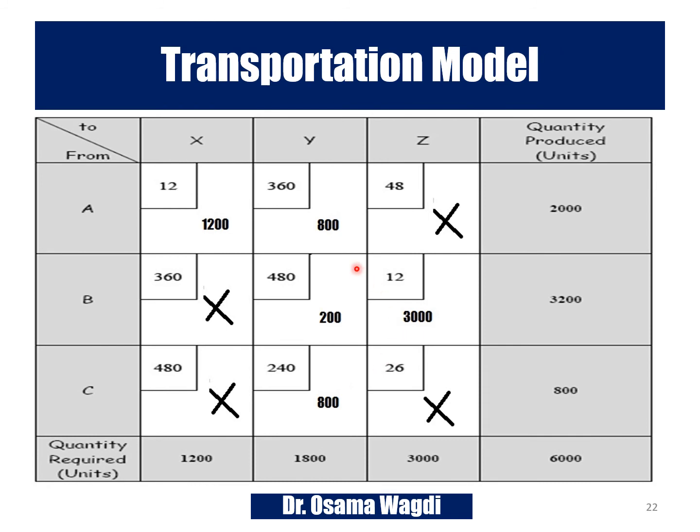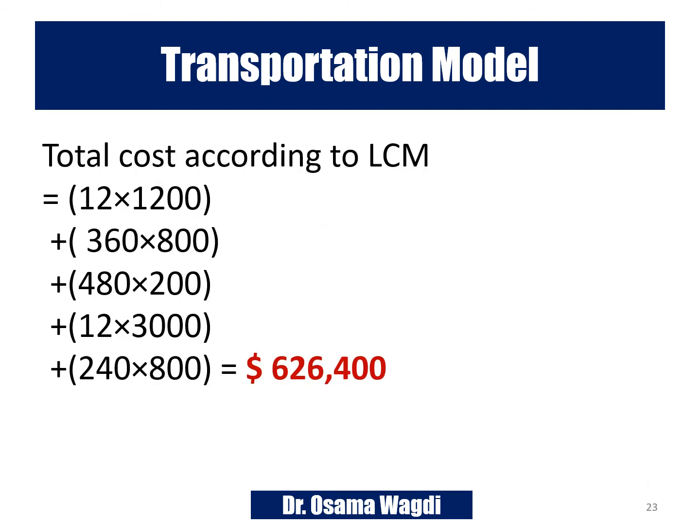So when I subtract 800 from 1000, 200 remains. And when I subtract the 3000 from 3200, 200 remains. So my solution, or my result, is correct. Total cost according to LCM, least cost method, comes up with these results.